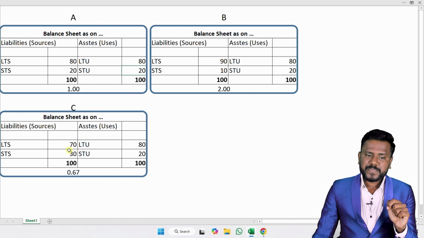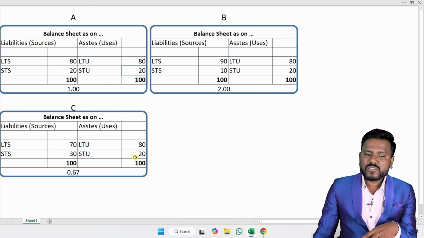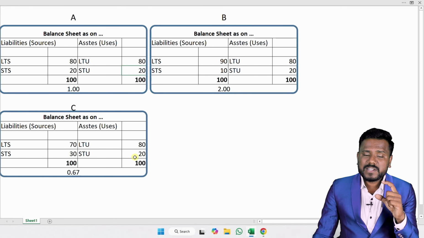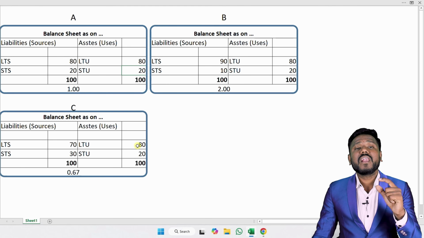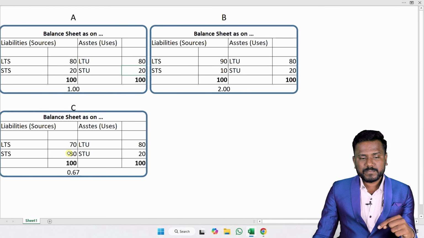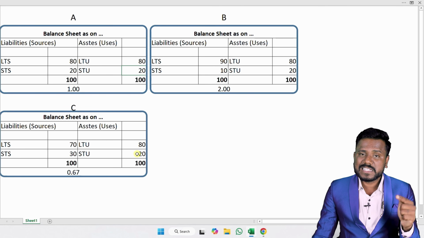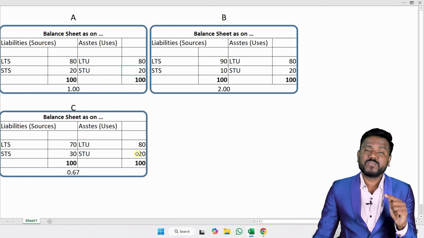That's the reason when they acquire short-term 30 rupees, the short-term uses they acquire is only 20 rupees, because the extra 10 rupees funded long-term uses. They have taken 30 short-term but funded 10 rupees to long-term. That's the reason there is a dip in the short-term uses.